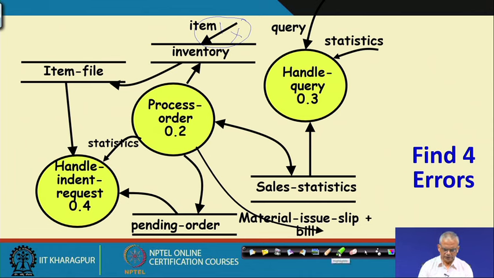The second error here is that data cannot flow from one store to another automatically, there has to be a process through which it flows. So, this is also a mistake, the second mistake. The first mistake is: we need a process to update the data store, and data cannot flow from one store to another store automatically without a process. Now, are there any further errors? There are many other errors.